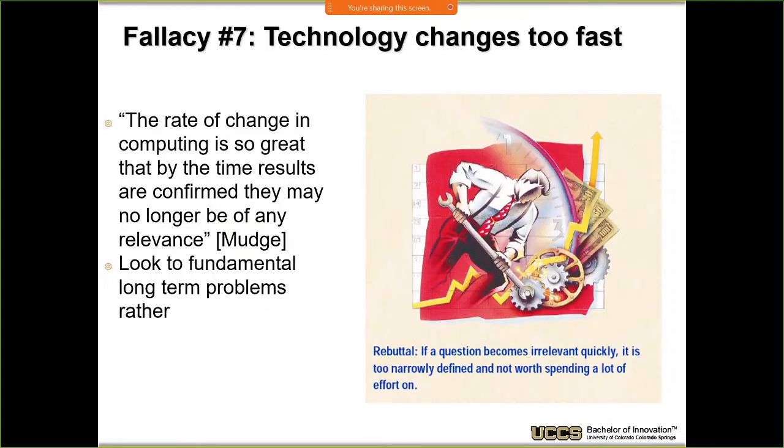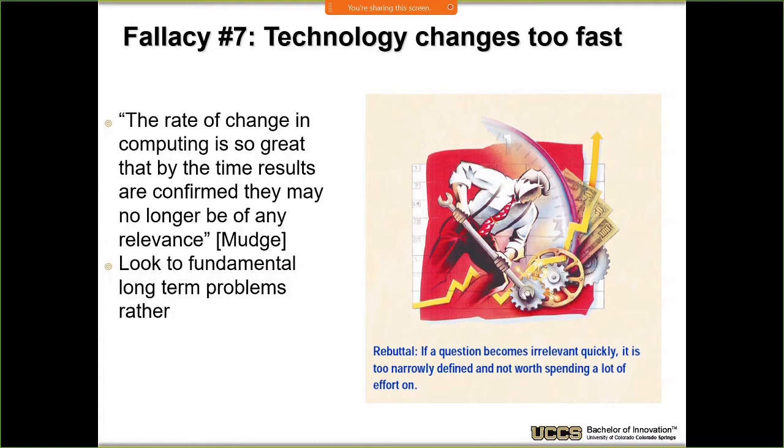The last one is actually a double-edged sword for me. Technology changes too fast. There are a lot of things where, by the time we could actually do a good experiment, they're no longer relevant. Okay? And that, unfortunately, is true. But I would argue that what that means is you're looking at things that you should never have looked at in the first place. If I'm asking a question which will be irrelevant by the time I can finish an experiment, that question is already pretty irrelevant.